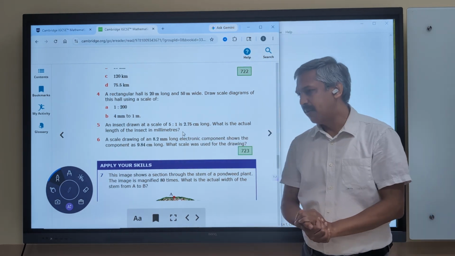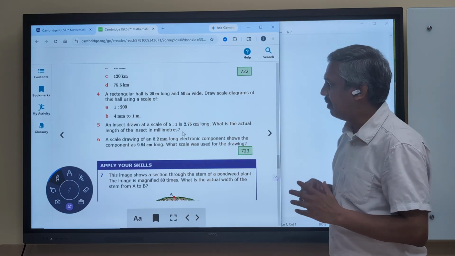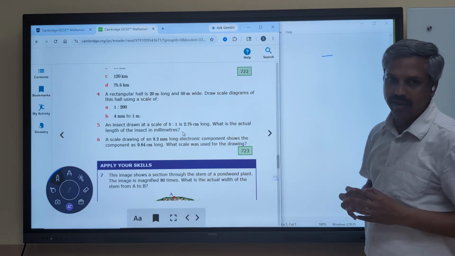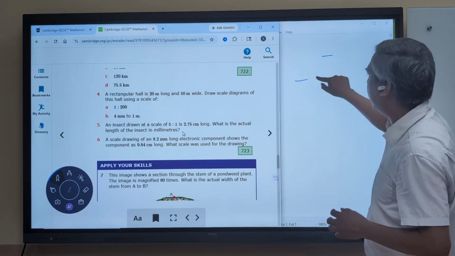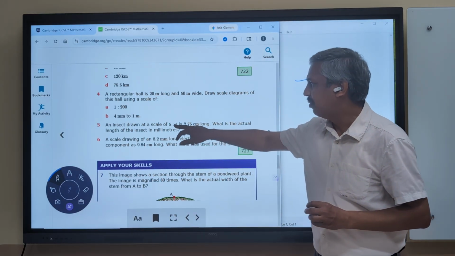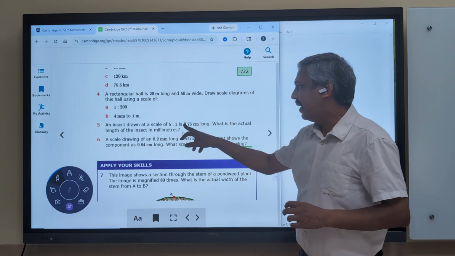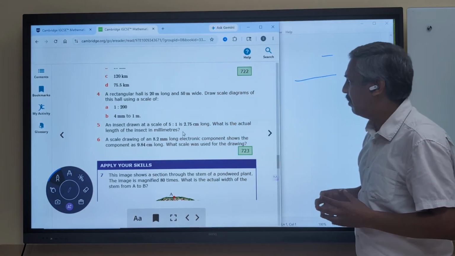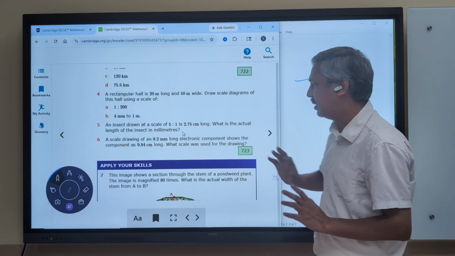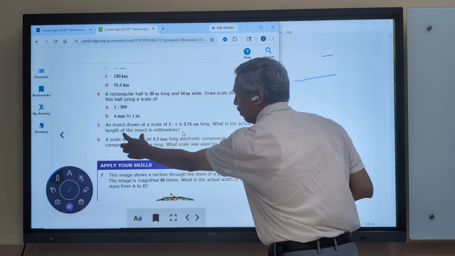So let's start with question number 5. An insect is drawn at a scale of 5:1. That means if the insect was 1 centimeter in size, we are drawing 5 centimeters wide. So we are drawing it at 5:1, and the insect is 2.75 centimeter long. So when we magnify it 5 times, it shows 2.75 centimeter long. What is the actual length of the insect?